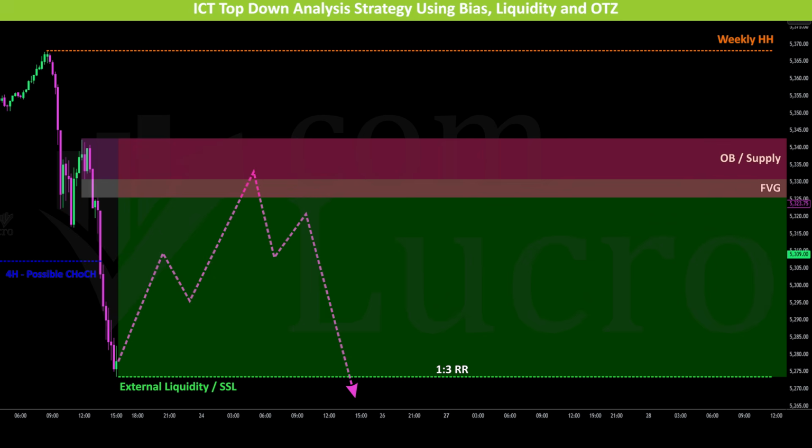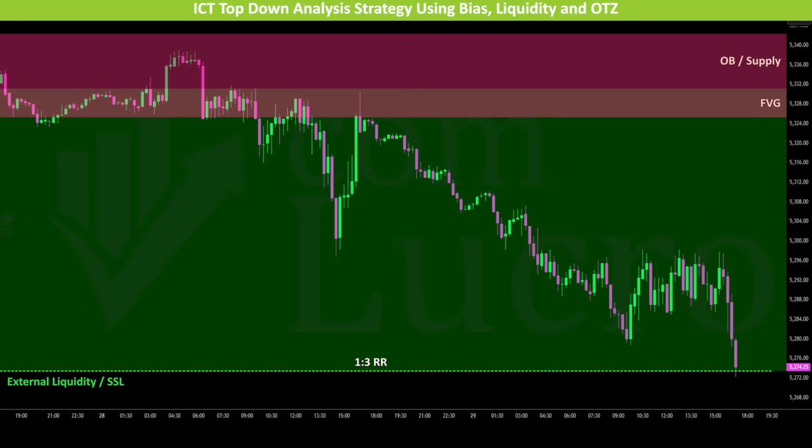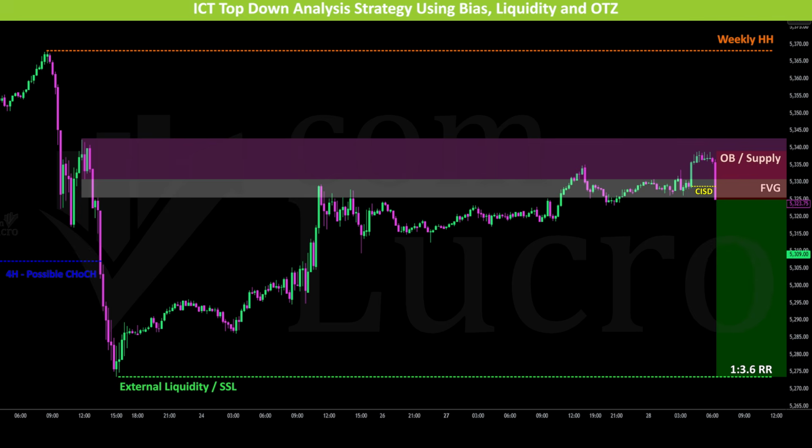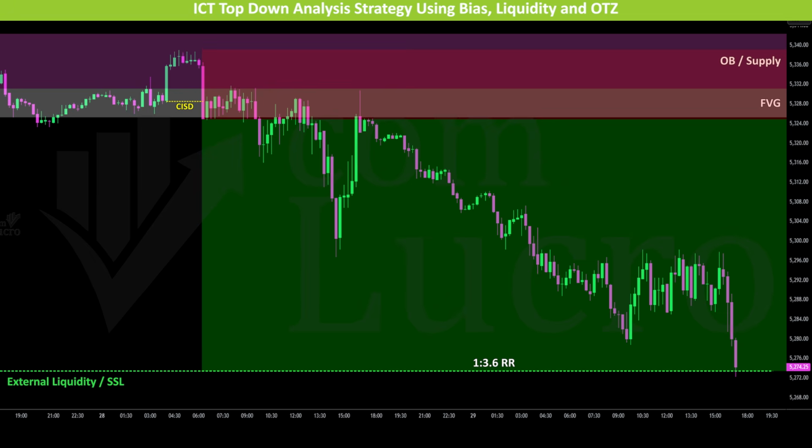You will see how professional traders combine liquidity sweeps, change of character, fair value gaps, order blocks, CISD, and premium and discount zones to build high-probability short setups.